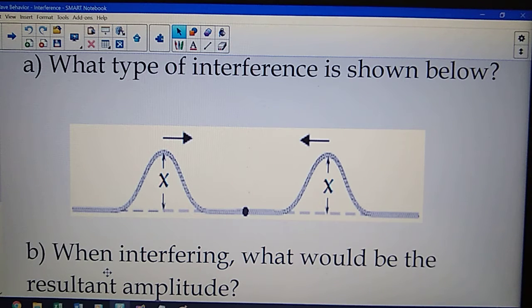Okay, I'd like you to consider this question here. Looking at the picture, what type of interference do you think would be shown here? And when they do interfere, what do you think would be the resultant amplitude? Go ahead and pause the video, consider your answers.